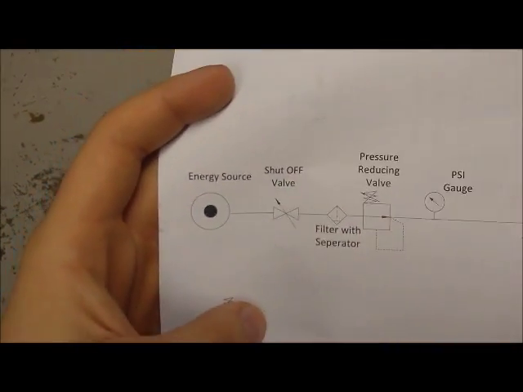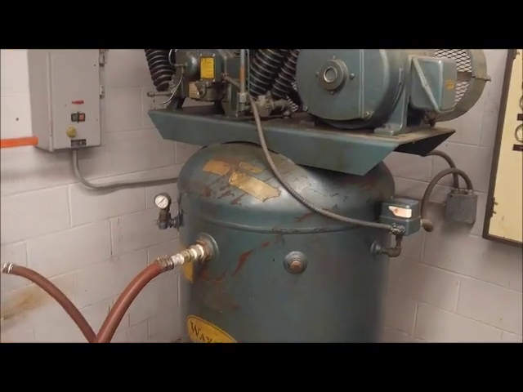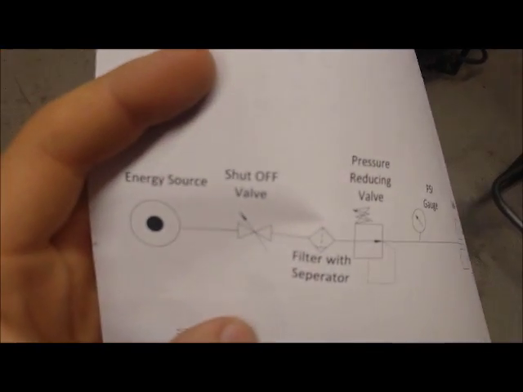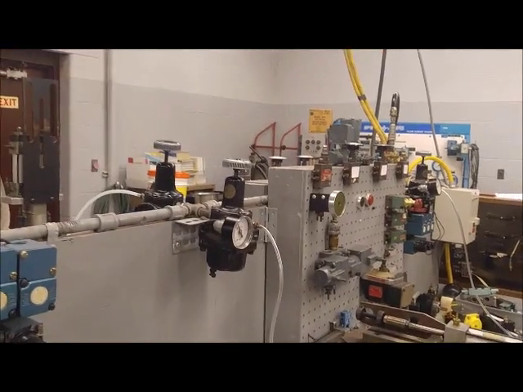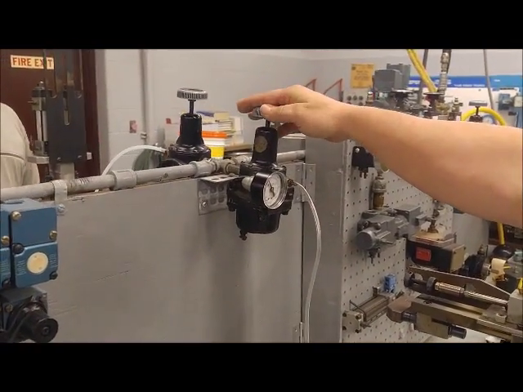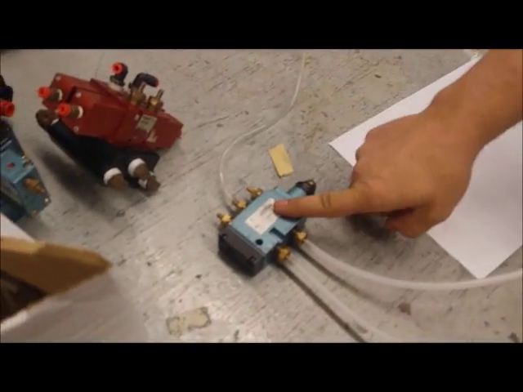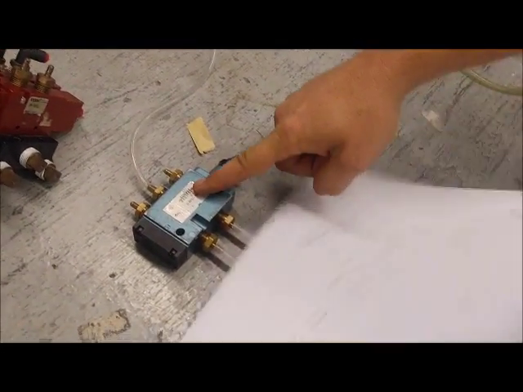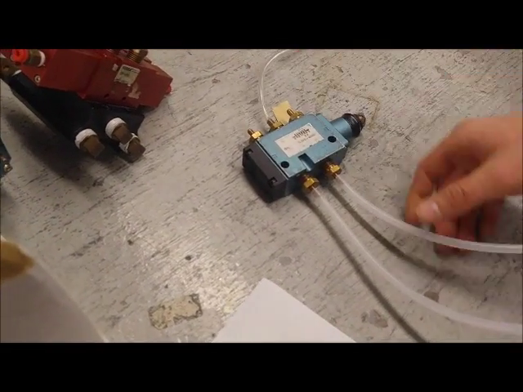Alright, so the energy source on our diagram, this is the real life version of it, the air compressor, and also the shut-off valve, and it's right there on the wall. This is the pressure reducing valve and filter and pressure gauge all in one unit, which goes down to the directional control valve, and right here you got your two mufflers and your inlet. And this is the outlet.